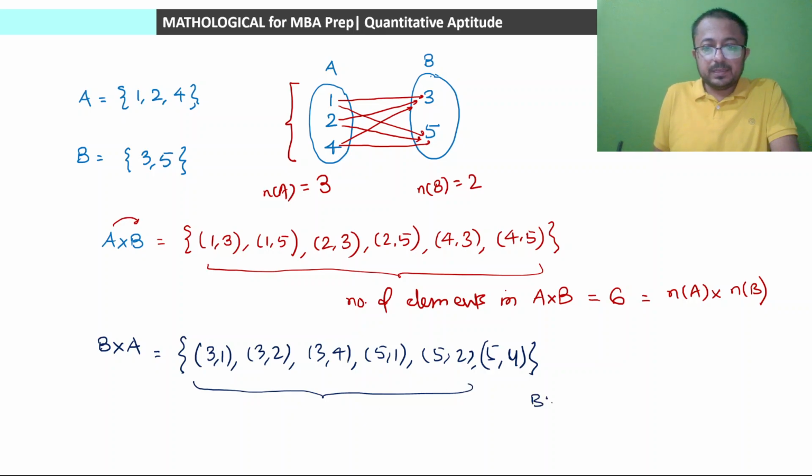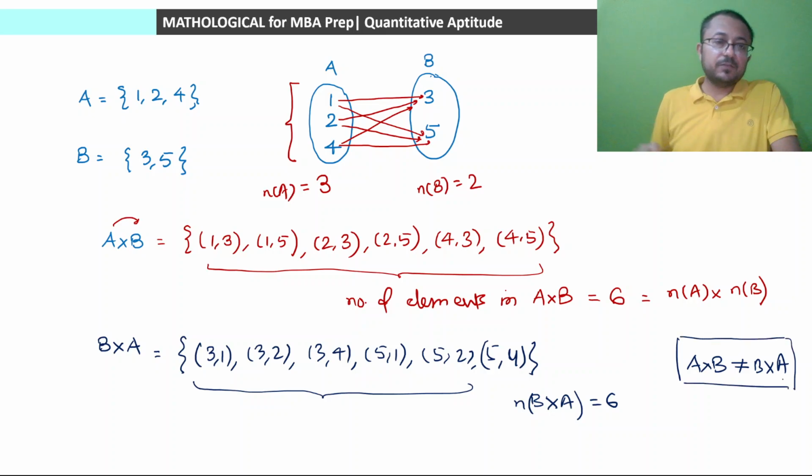So can you understand that the number of elements in B cross A is also equal to 6? B cross A also has 6 elements by the same logic, but B cross A is not the same as A cross B. So A cross B and B cross A are not equal. The number of elements is equal, but the sets are not equal. A cross B is different because in A cross B, the first element comes from set A and the second element from set B, and in B cross A, the first element comes from set B and the second element in each ordered pair comes from set A. Are you able to appreciate this? Is that much understood?